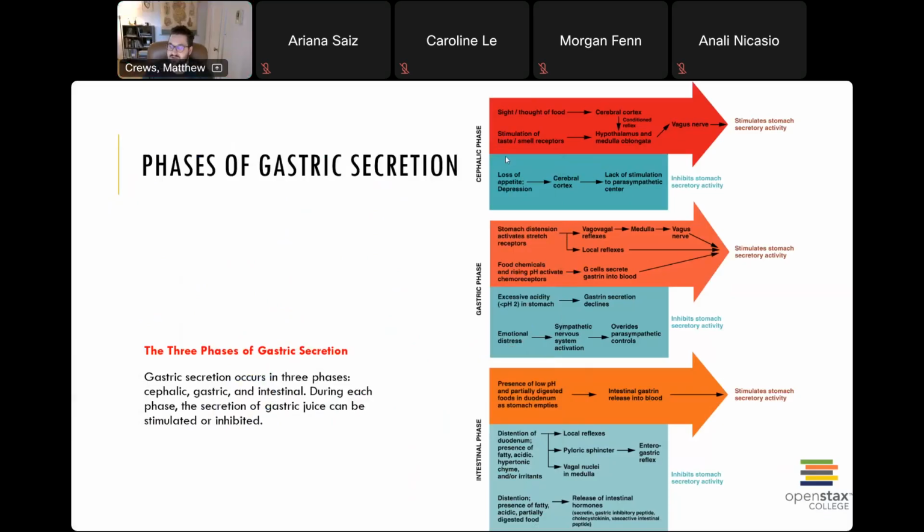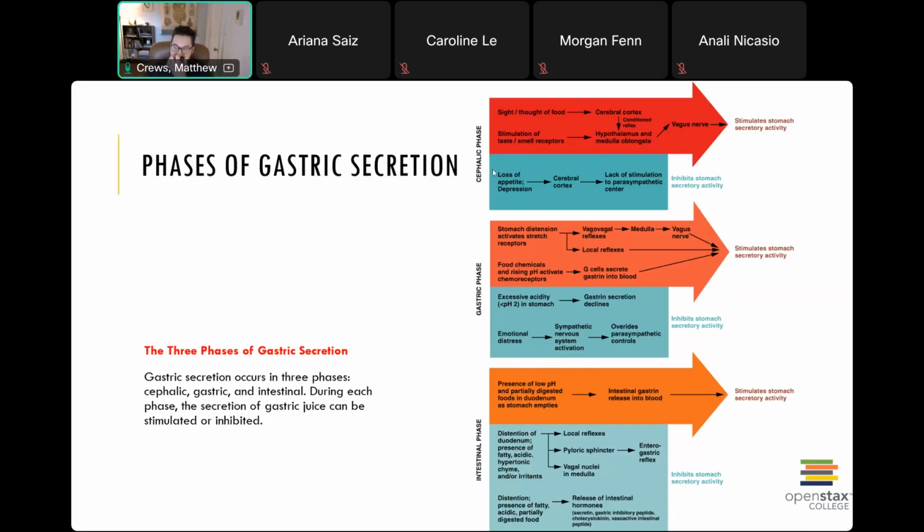This is a reflex. Okay, this happens within your body. There's nothing you can do to see food and then decide, I want to secrete stomach enzymes. No, that doesn't happen. It's just a reflex within your body. Okay. Same thing over here.